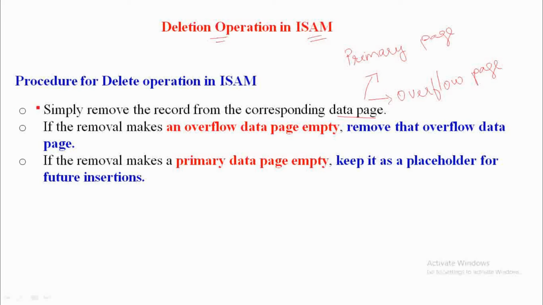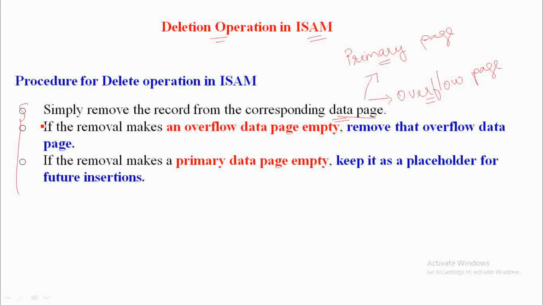When a record is deleted from an ISAM tree, these steps need to be followed. Initially, the data page from which the actual record needs to be deleted must be identified with its search key value. Usually the actual records can be available either in a primary page or in an overflow page. Whatever it may be, that corresponding data page needs to be identified first. Once it is identified, the actual record with that search key value needs to be removed from it.